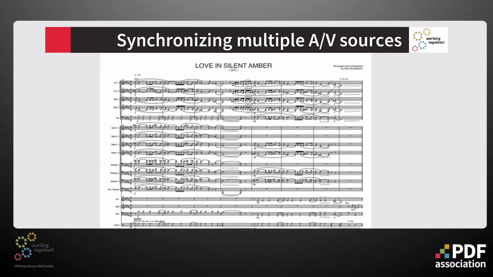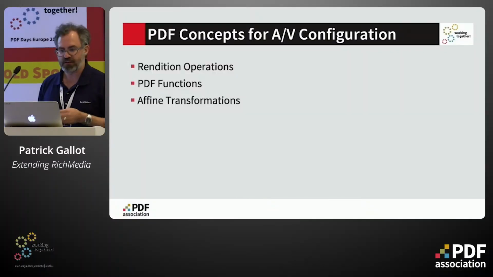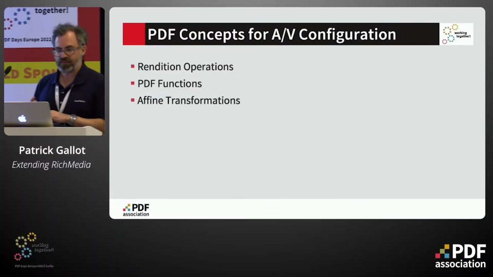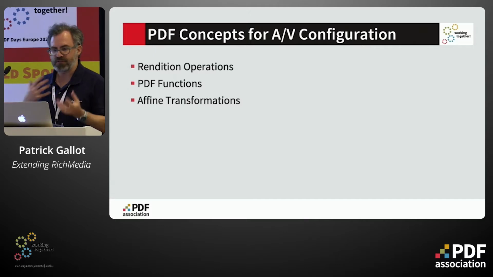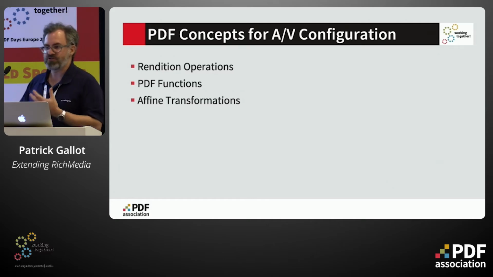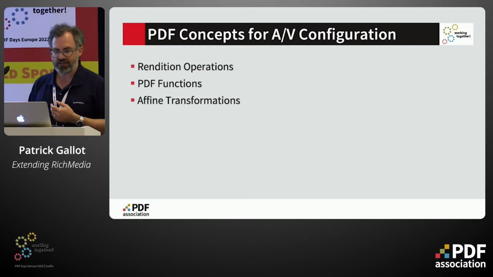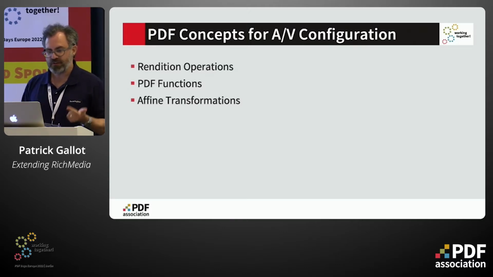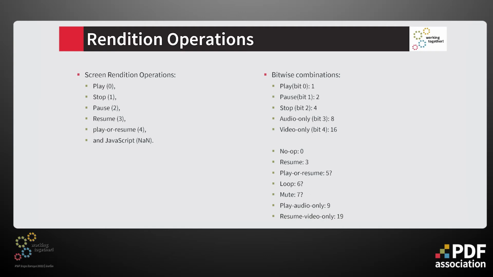And once I had this idea that I want to be able to synchronize these different assets to play them at the same time, I went looking at the PDF spec for PDF concepts that you could use for this configuration. There are basically three areas of the PDF spec that I stole ideas from, that could possibly be used to create this sort of structure for synchronizing multiple assets: rendition operations, PDF functions, and affine transformations.